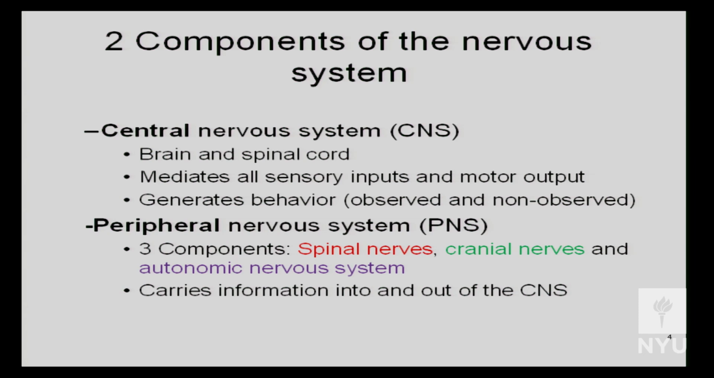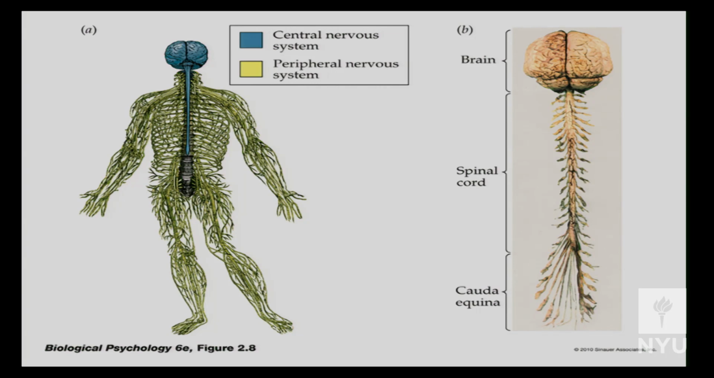And all three components carry information into and out of the central nervous system. What kind of information? They carry sensory information into the central nervous system, and they carry motor information out. By nerves, we mean axons. Axons are the output of neurons. And so all of these nerves that we're talking about in the peripheral nervous system are really defined as axons. Okay, so let's talk a little bit more about the peripheral nervous system.